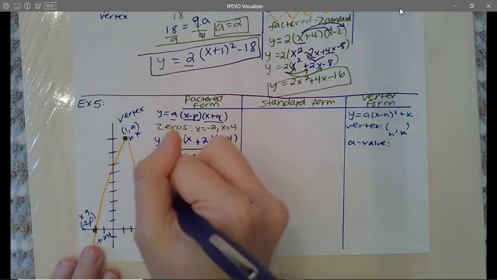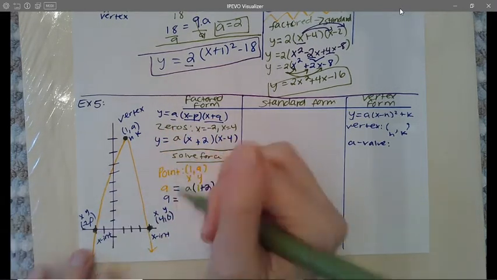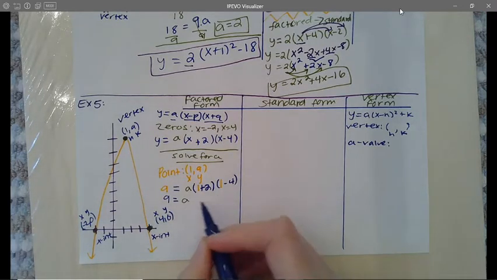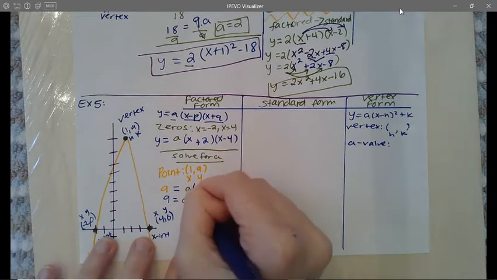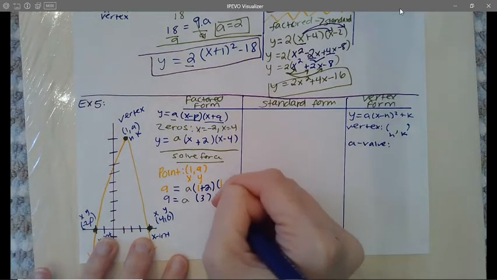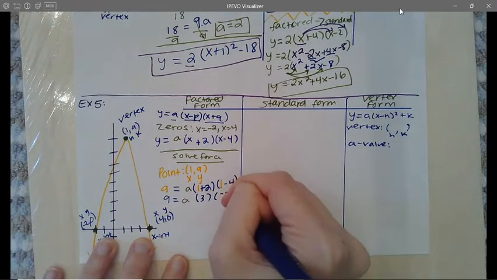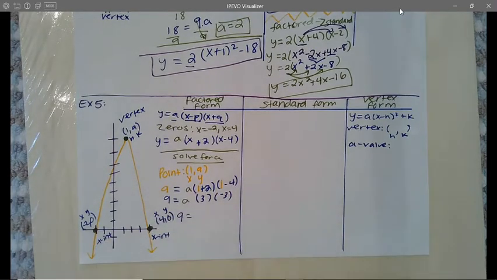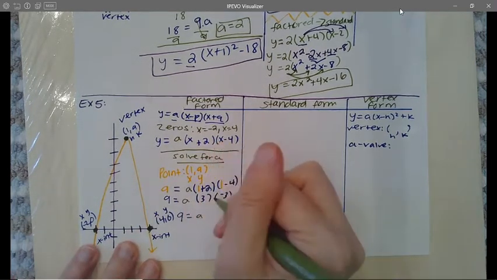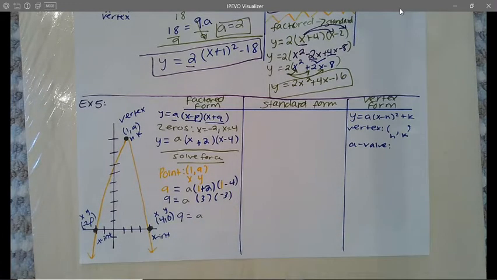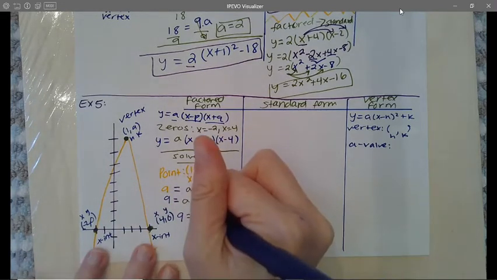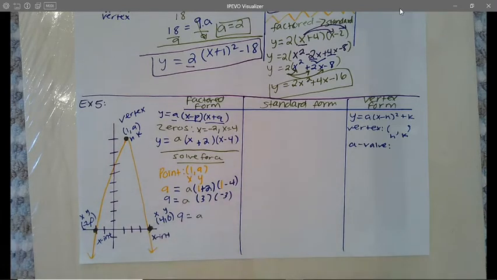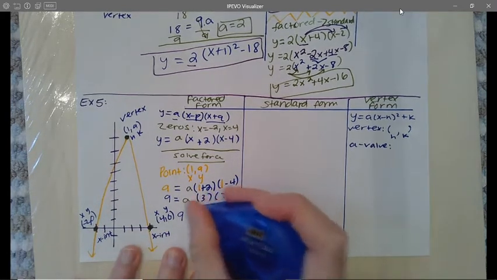Okay, so I have 9 equals a, which again, I'm solving for. All right, I'm going to simplify down these parentheses. 1 + 2 is 3. And 1 - 4 is -3. All right, so I have 9 equals a times 3 times -3, which is -9. So you could write it as a times -9. I'm actually going to rewrite this as -9a.